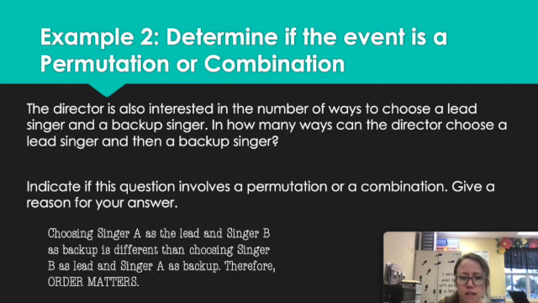So this time, the reason it's different is if singer A is the lead singer and singer B is the backup, that's different than reversing those roles. So singer B is the lead and singer A is the backup. So in this case, we say that order does matter. So it's a permutation.